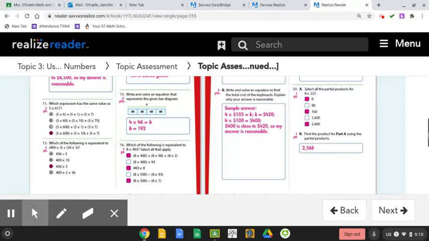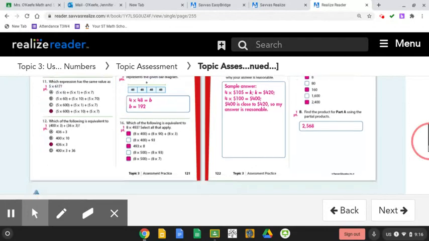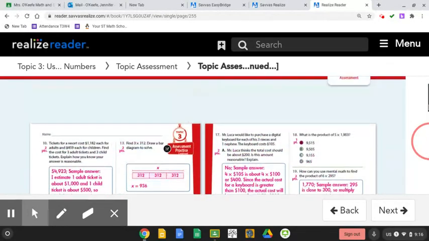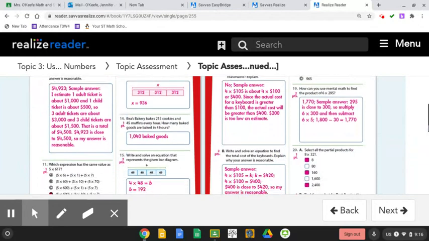Question 20, select all the partial products for 8 times 321. So 8 times 1 is 8, 8 times 20 is 160, and 8 times 300 is 2,400. The final product from the partial products is 2,568.